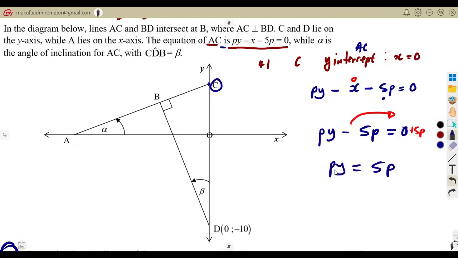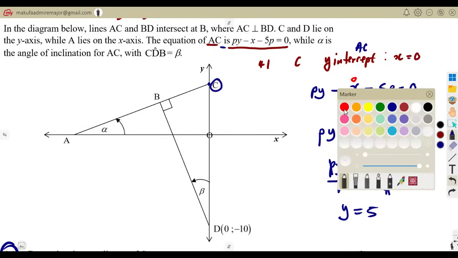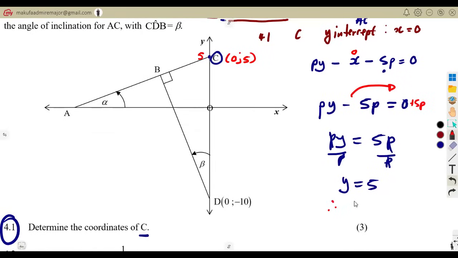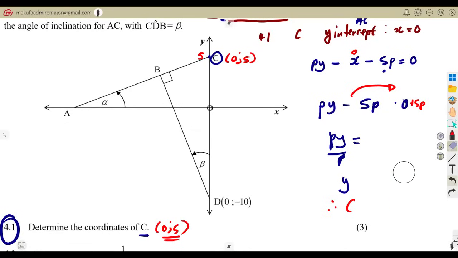You want to solve for y there, and you can see that p is common. So simply divide by p both sides. So this can cancel. So y is equal to what? To 5. So at this point C, the y value there is 5. So as a coordinate, as a point, that's (0, 5). That's the point C. All right. So we could have calculated this from the y-intercept concept. So therefore, the point C will be (0, 5). Remember, for the y-axis, x is 0.